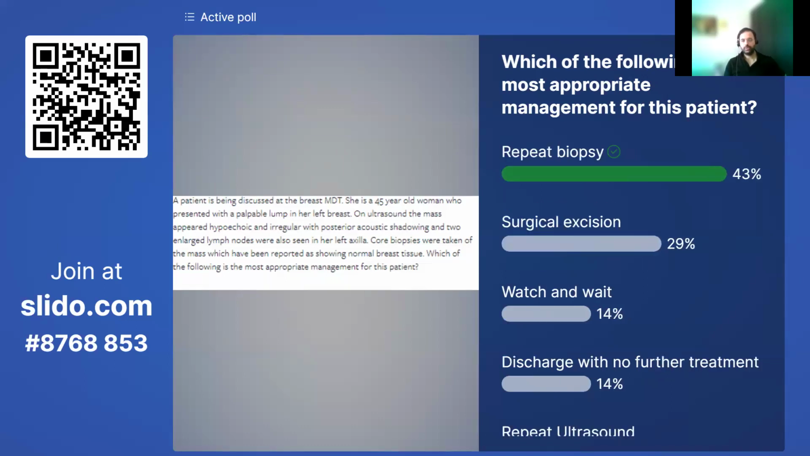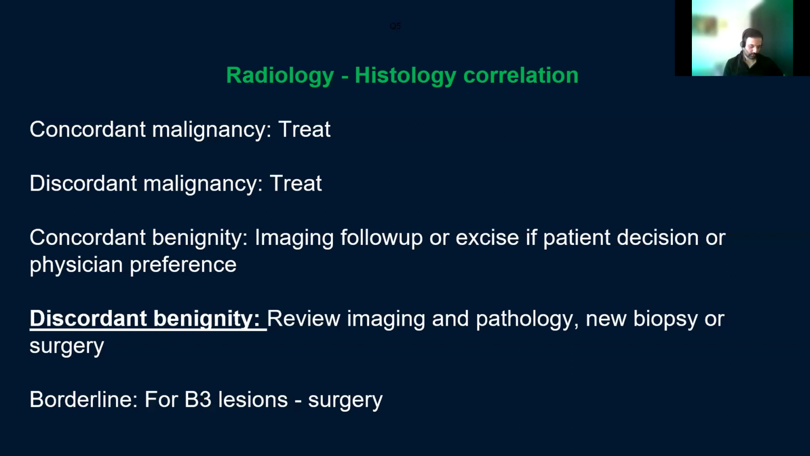All right. So excellent, that's the right answer. Most of you have picked repeat biopsy. A few have said surgical excision as well. But let's go to the explanation. This is something called the radiology histology correlation, which is used for breast masses. And these are the 5 things which you need to be aware of.